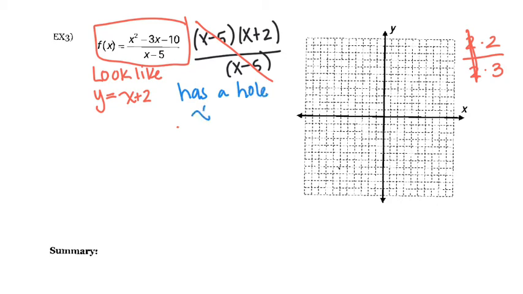And it has a hole at x equals 5, because what happens if I plug in 5? I would get 0 in the denominator, and that can't happen. So even though I cross those factors out, I'm going to get a hole.